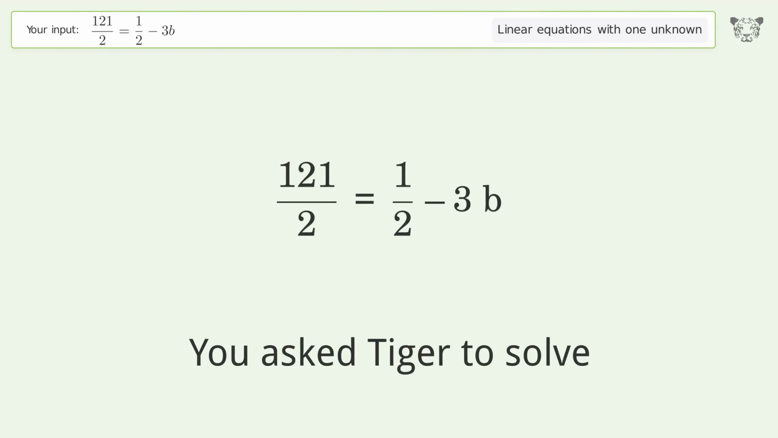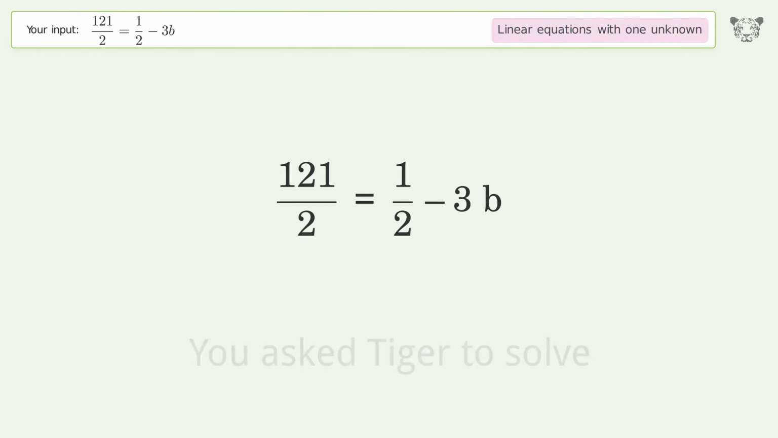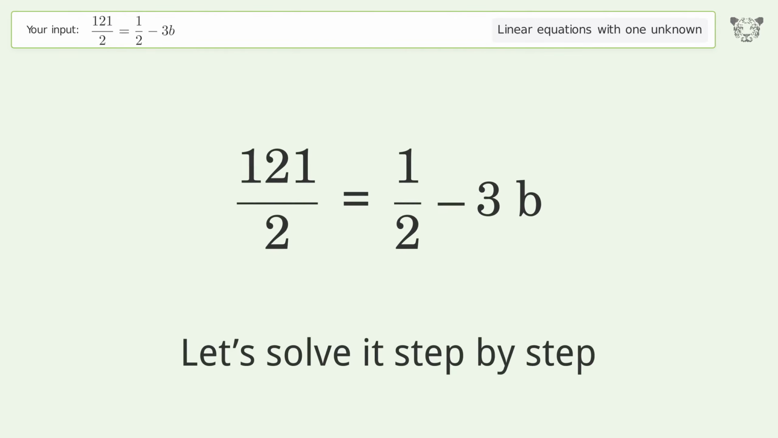You ask Tiger to solve. This deals with linear equations with one unknown. The final result is b equals -20. Let's solve it step by step.